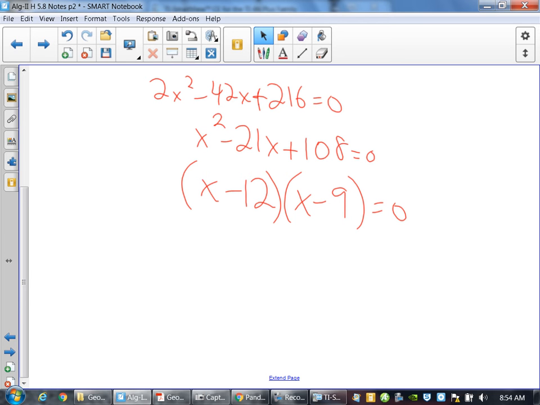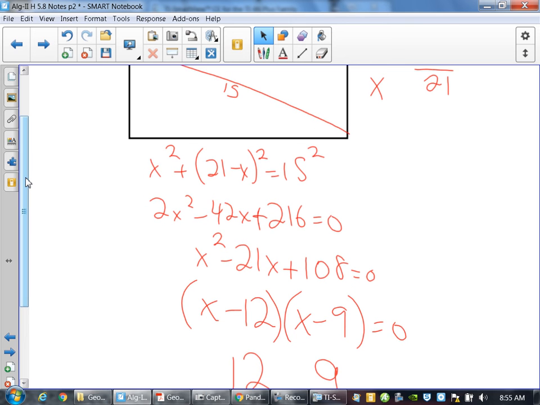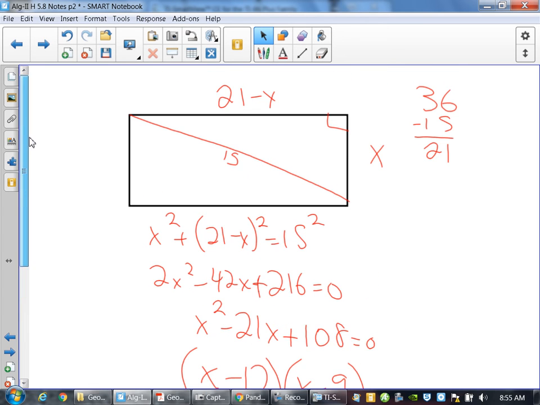That gives me 2 zeros, a 0 at 12 and 9. No, Pythagorean, you've got to FOIL it out. Well, if x is 9, then this side would be 12. If x is 12, this side would be 9. I did it a little bit different.